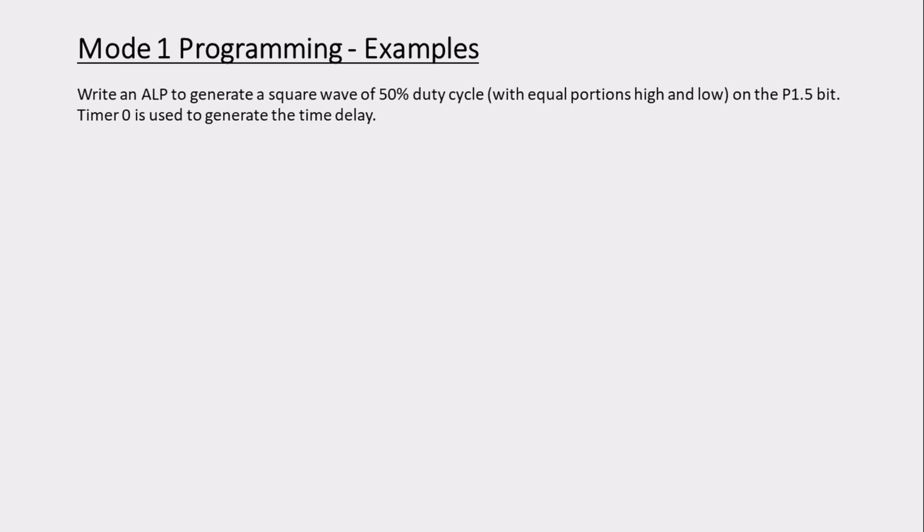Here, write an ALP to generate a square wave of 50% duty cycle on the P1.5 bit, using timer 0 to generate the delay. If we look at this particular example, they haven't mentioned what should be the frequency and what should be the time delay.